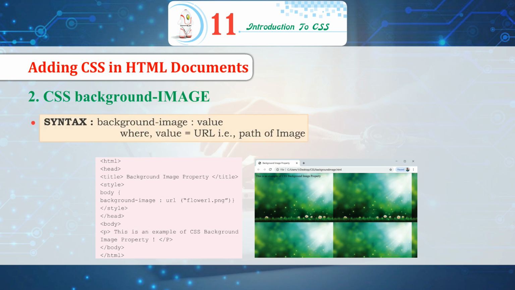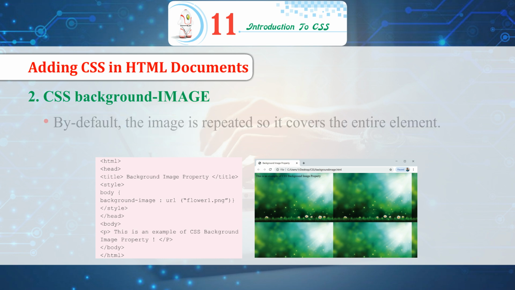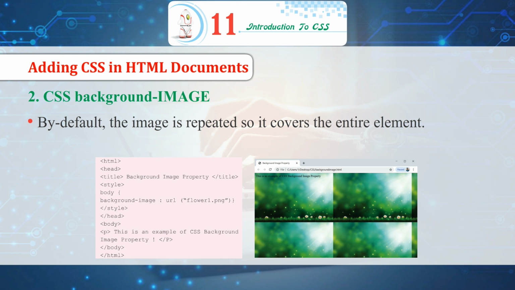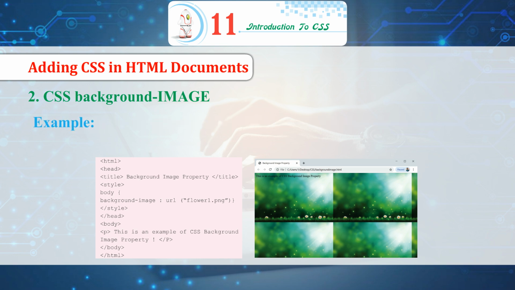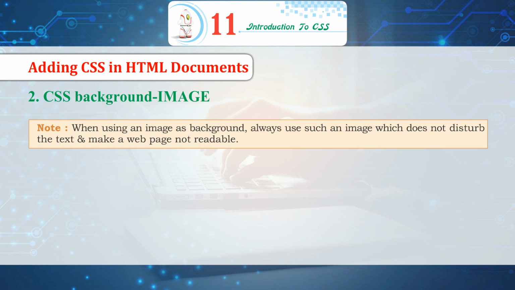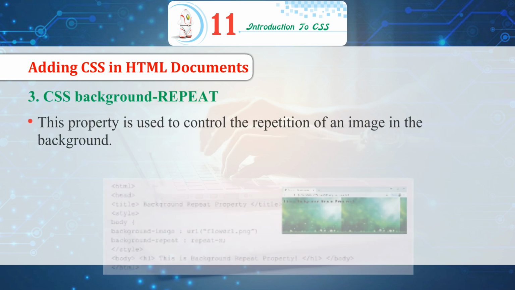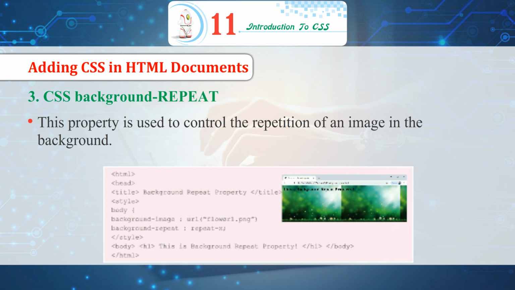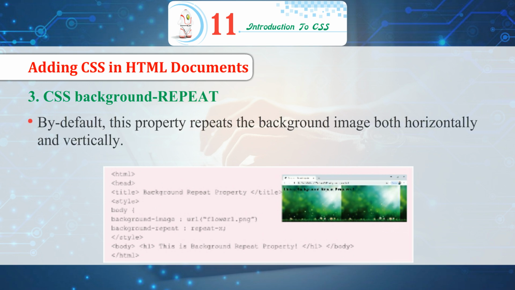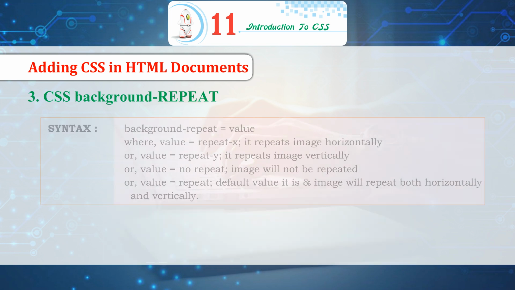This property is used to add an image in the background of an HTML element. Syntax: background-image: value, where value equals URL, that is the path of the image. By default, the image is repeated so it covers the entire element. Example. Note: when using an image as background, always use an image which does not disturb the text and make a web page not readable. 3. CSS background repeat. This property is used to control the repetition of an image in the background. By default, this property repeats the background image both horizontally and vertically.